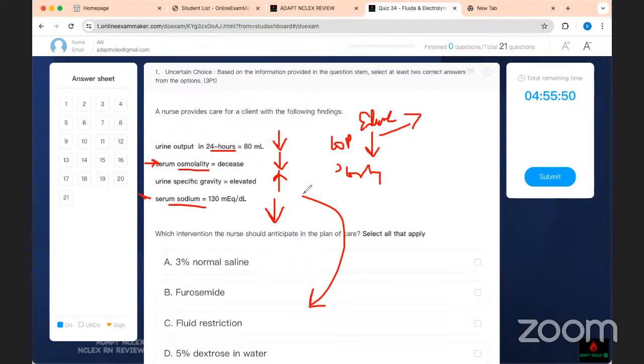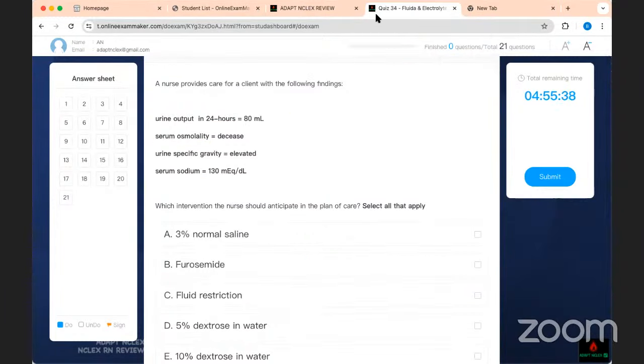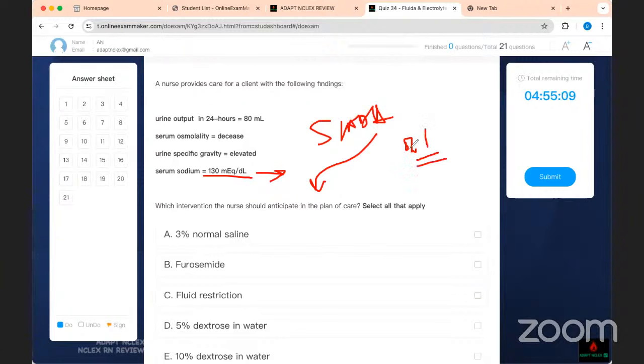So which condition can give you this information? SIADH. This patient has SIADH, classic SIADH, right? So if you know it's SIADH, what do you want to do in terms of management? In SIADH, their sodium is too low. We want to bring the sodium up. That means you should not give them any fluid that is less than 1%. That's all, and that's your answer.